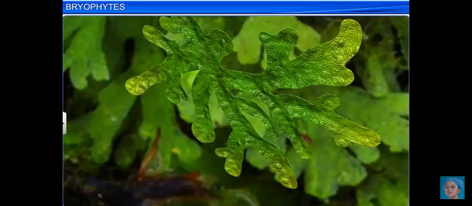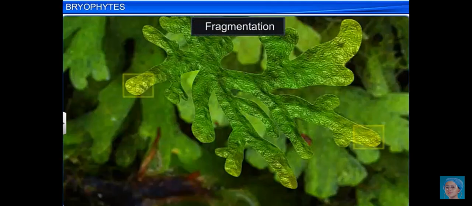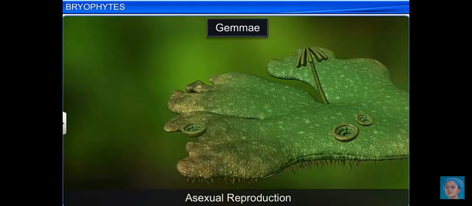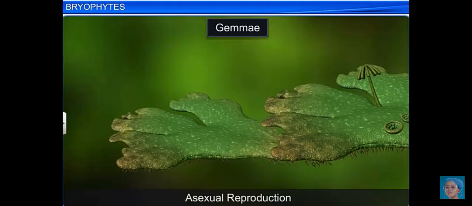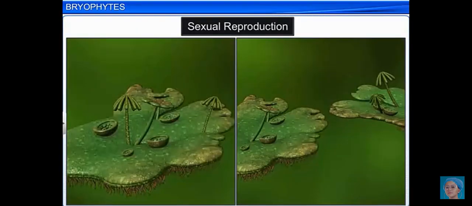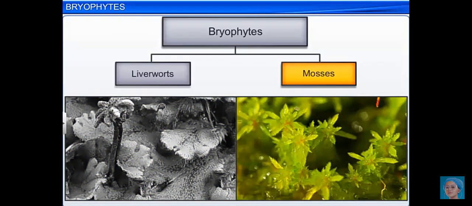In the case of asexual reproduction, we observe fragmentation of the thallus. Asexual reproduction also occurs when gemmae are formed. They are green, multicellular, asexual buds that separate from the parent and develop into new individuals. They develop in small receptacles called gemma cups located on the thallus. In the case of sexual reproduction, the male and female sex organs are produced either on the same or on different thallus. Mosses are another type of bryophytes.